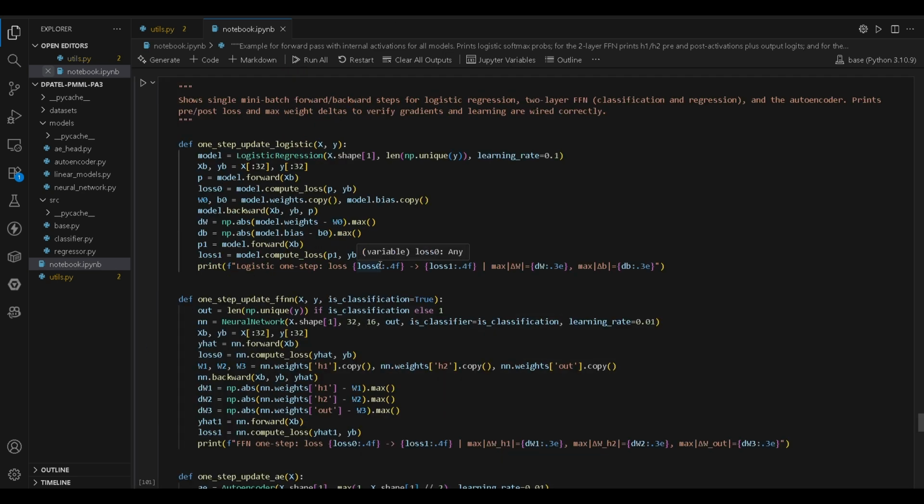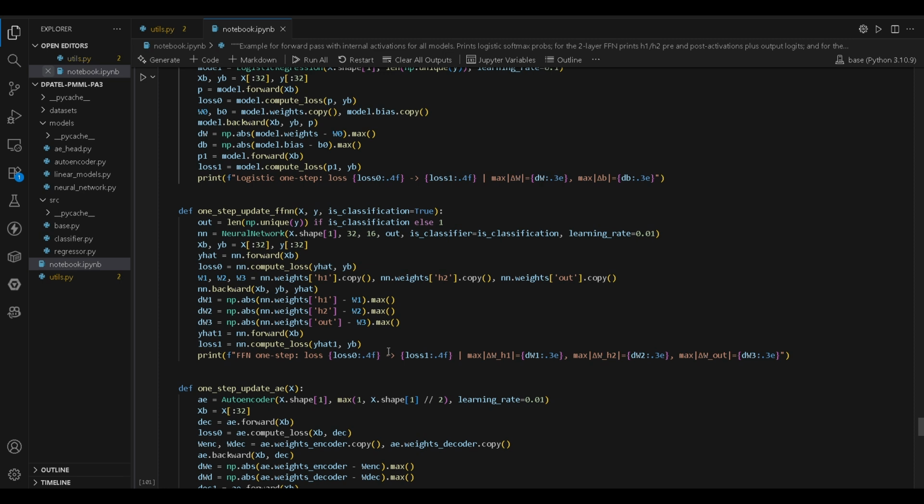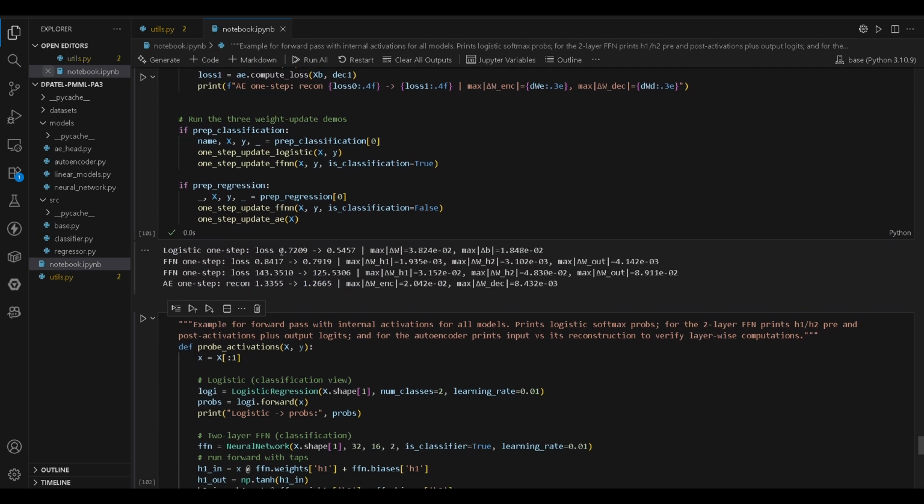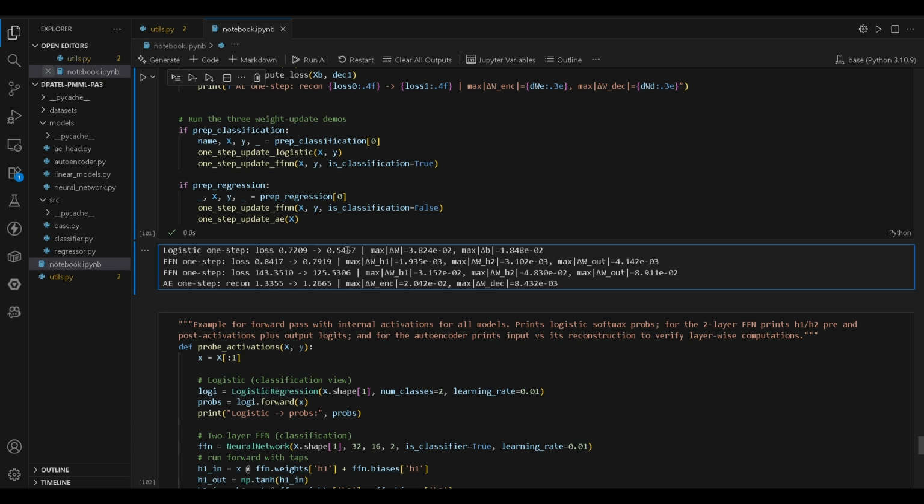And now I'm demonstrating one mini batch gradient update for each model. For logistic regression, the loss drops from around 0.72 to 0.54 with measurable changes in both weights and biases. Then in the two-layer feed-forward network, the loss decreases slightly, and we see non-zero updates across all three layers. Then for regression, again the feed-forward network shows the same pattern: loss reduction and active weights, as we can see over here.